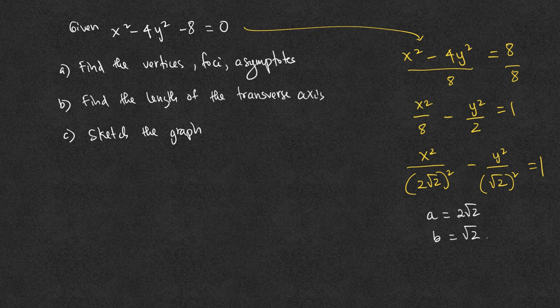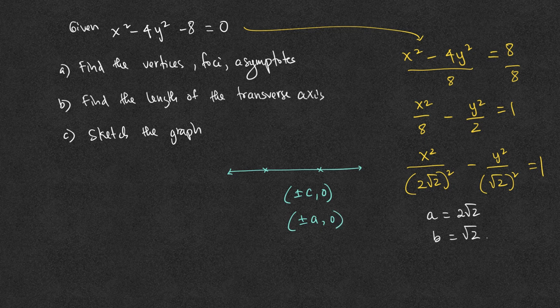Also, because the equation is in the form x squared over a number squared minus y squared over another number squared, we see that this hyperbola has a horizontal transverse axis, and the foci along with the vertices are also on the x-axis. The foci have the coordinates plus or minus c comma 0 because they are on the x-axis. The vertices are plus or minus a comma 0.